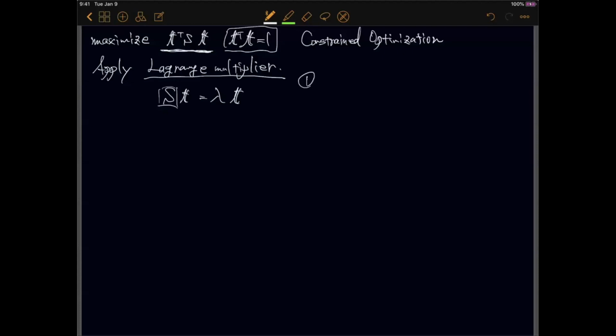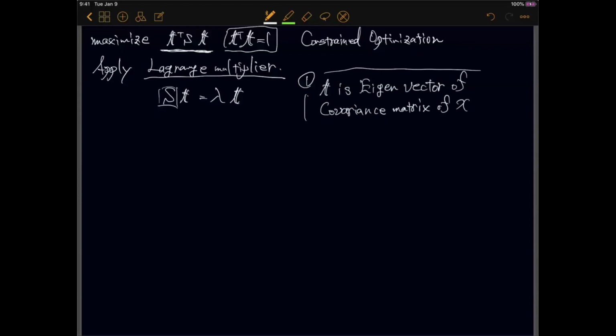Yeah, that's kind of a take-home message. Anyway, the T which maximizes the variance of Z is the eigenvector of the covariance matrix of X. Then this vector is sometimes called the principal component.